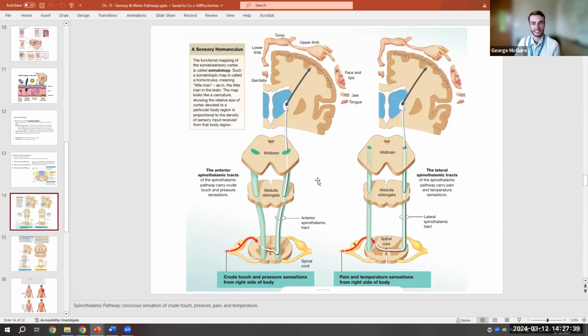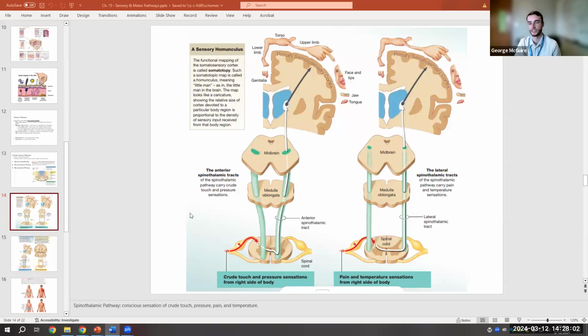And so we can technically split this into two separate tracts. There are two separate tracts that make up this spinothalamic pathway. The overall pattern of what's happening is generally the same, and I believe that's the extent of what you were asked to keep track of on the study guide. Let me just double check. Name and type of information only.